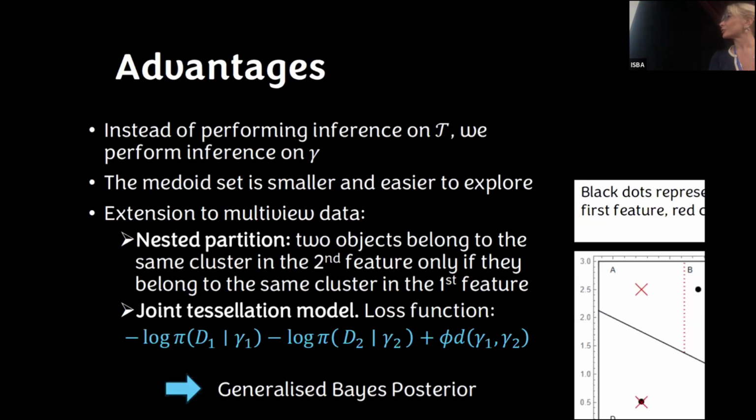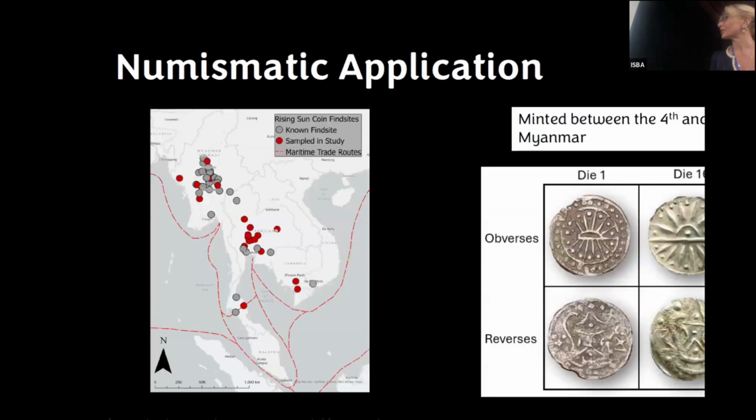Okay, so you can do many things. I'll just show you an example of this, which I find interesting. These are coins, sunrise coins, which come from Myanmar, and they were minted between the 4th and the 9th century. These are images of coins, and what numismatists are interested in understanding, because that gives them ideas about the economic policy of empires and also trade routes and things like that, is to identify coins that are struck from the same die.